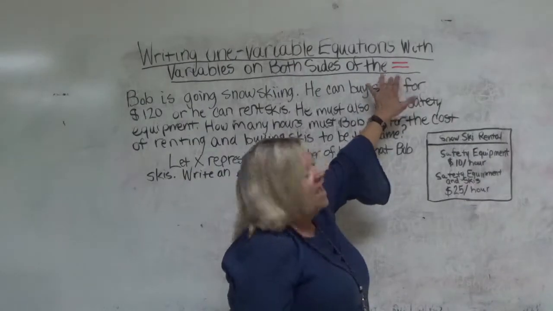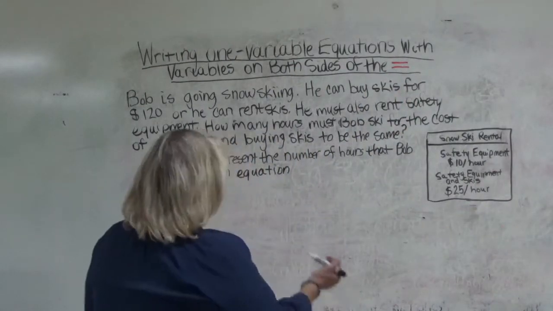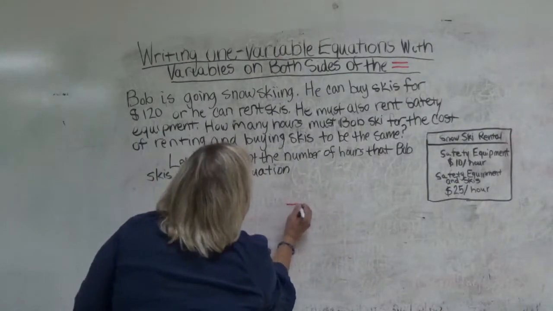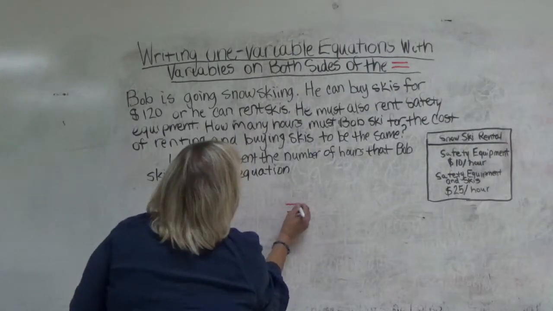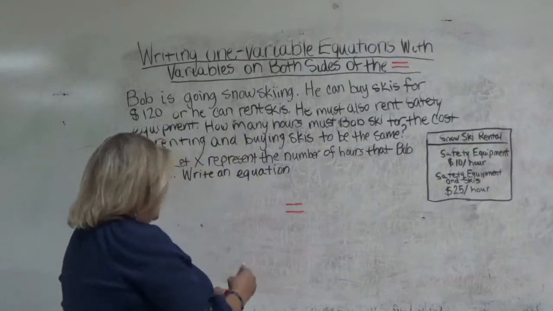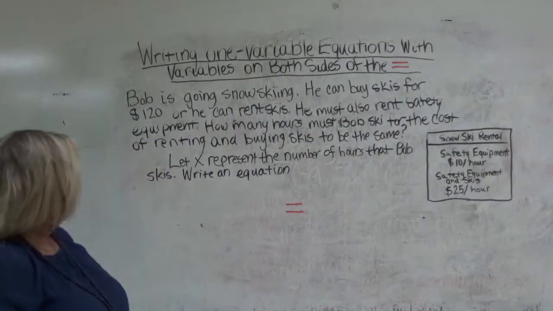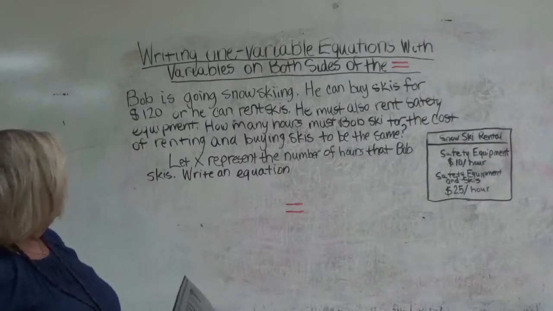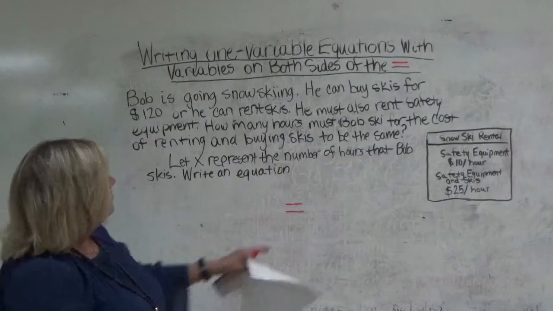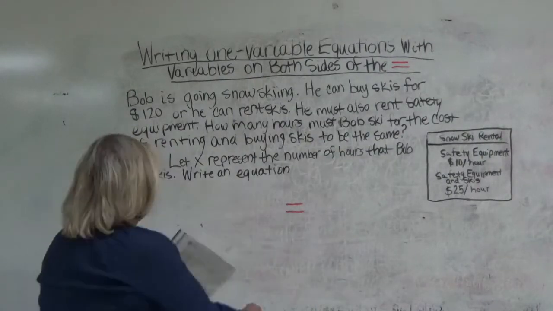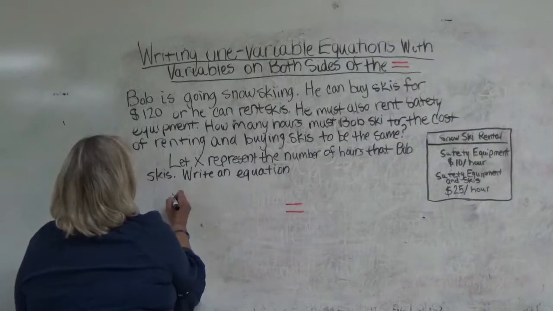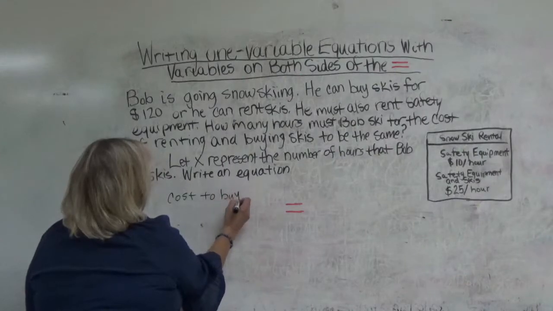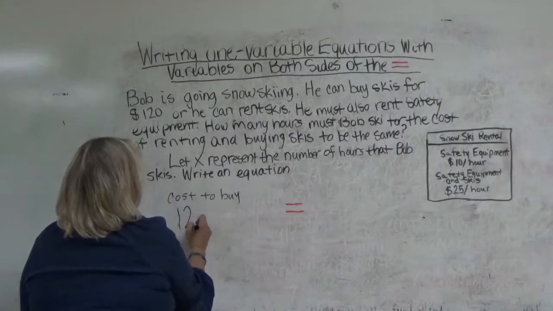By saying both sides of the equal sign, we know there is going to be an equal sign. It's not going to be a greater than, less than, or equal to. It's going to be an equal sign. And the instructions tell us to let X represent the number of hours that Bob skis. So the cost to buy skis is $120. So we're going to put the cost to buy of $120.